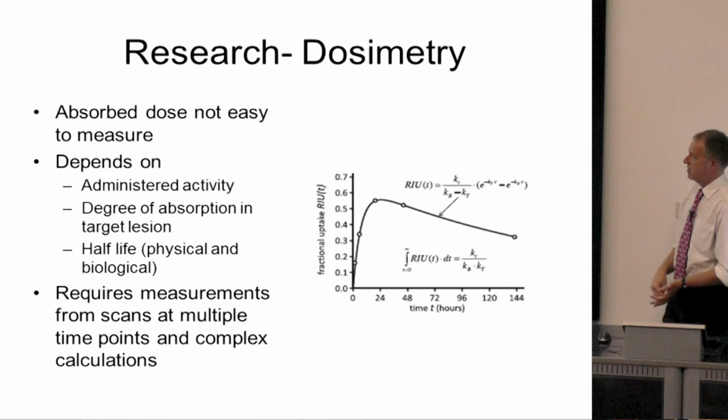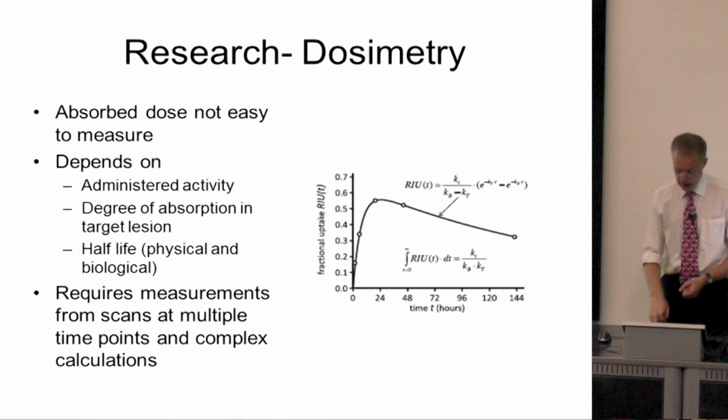But effectively, the absorbed dose depends on the activity that you administer, the degree of uptake in the particular target lesion, and the half-life, both the physical half-life of the isotope and the biological half-life of the thing in the patient, how quickly the patient gets rid of it. So it's really quite complicated, and you have to take measurements and scans at multiple time points after the treatment to be able to create graphs like this and then back calculate what the absorbed dose is. Now, it is possible, but it's time consuming and it's not something we do routinely at the moment.